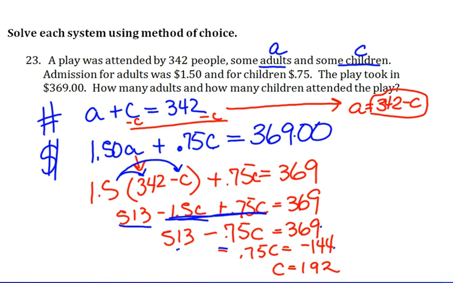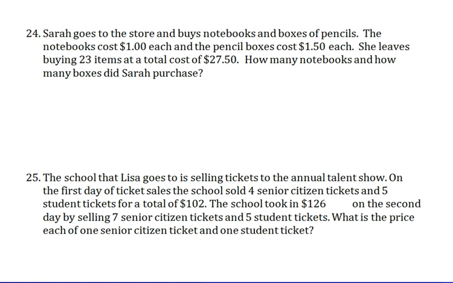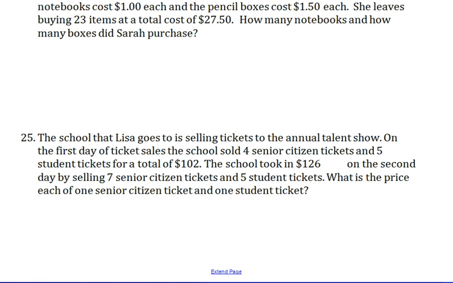Well, if there's 192 children, then the adults would equal 342 minus the 192. The adults must be 150. So what we found is that there's 150 adults and there's 192 children. And then we have to see, did we answer our question? How many children attended the play and how many adults? We did answer the question. All right, next problem. Let me move this down here a little bit. Oh, they're combined, sorry.